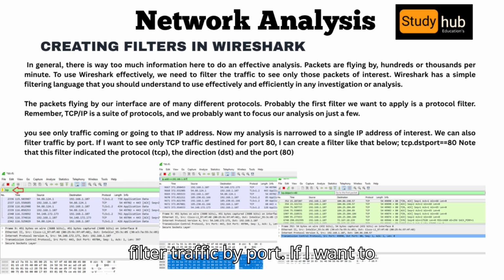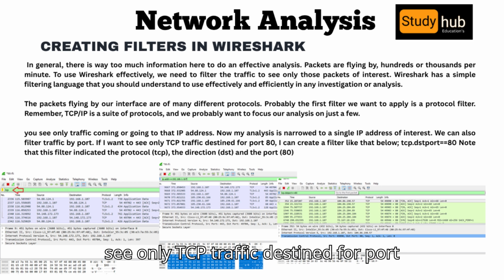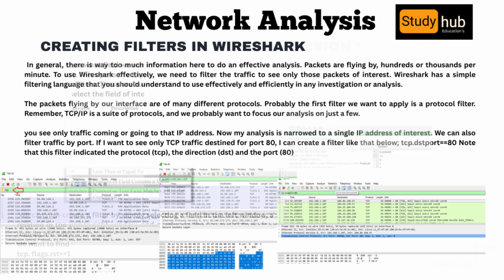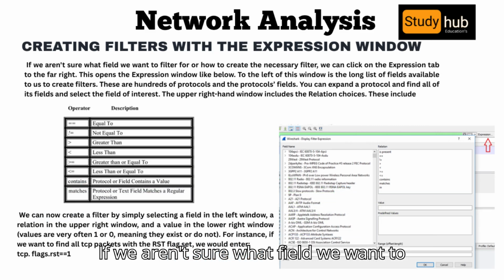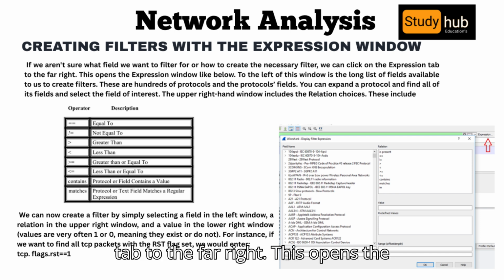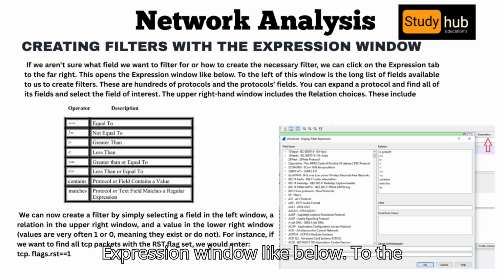We can also filter traffic by port. If I want to see only TCP traffic destined for port 80, I can create a filter like that below: tcp.port == 80. If we aren't sure what field we want to filter for or how to create the necessary filter, we can click on the expression tab to the far right. This opens the expression window like below.